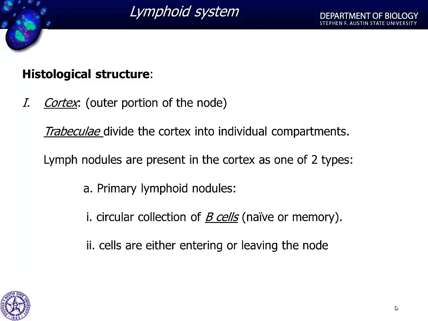These nodules are these collections, and we're going to visualize them in a couple of different ways. Now, the first type of lymph nodule is going to be a primary lymph nodule. And this is going to be a solid, darker appearing lymph nodule. Now, we're going to have a lot of B cells here. These are naive B cells, memory cells, and these are either entering or leaving this nodular portion of the lymph node.